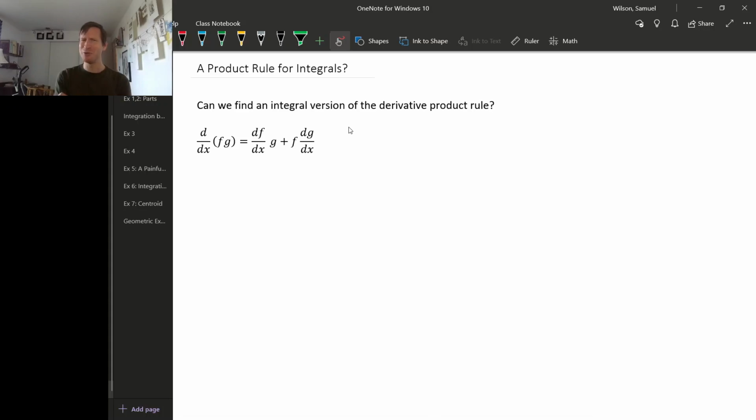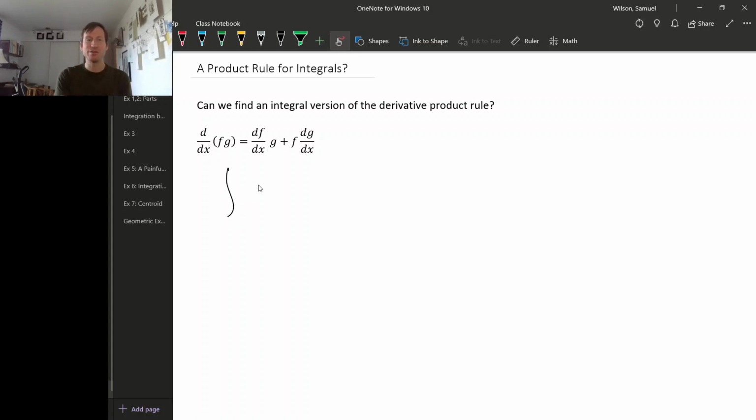A quick side note, we won't call it the product rule, but that's essentially what it is. So here's the product rule for derivatives. How could we turn this into something about integrals? Well, one obvious thing to try is, why don't we just integrate both sides with respect to x?